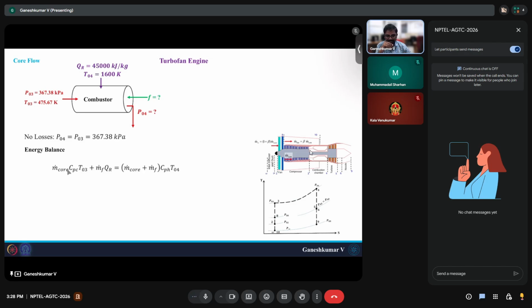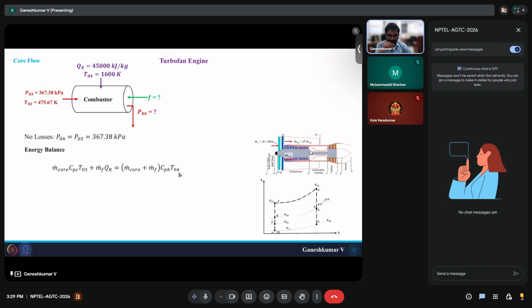Okay, so there is one more change here. M dot core, not m dot infinity. M dot core times CPC times T03. CPC is the enthalpy with which the air enters the combustor, plus m dot f into QH is equal to m dot core plus m dot f into CPH T04.